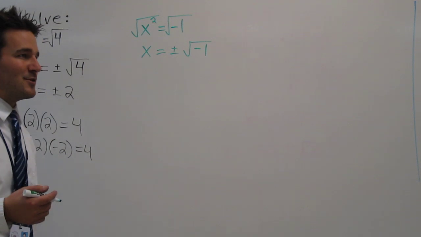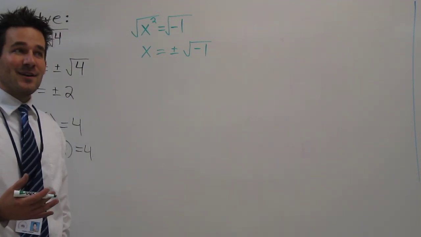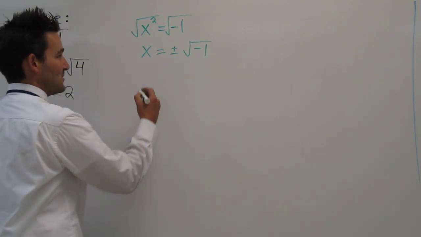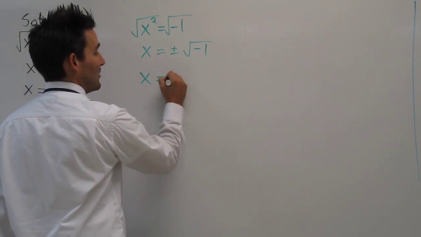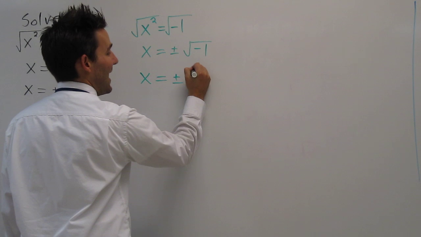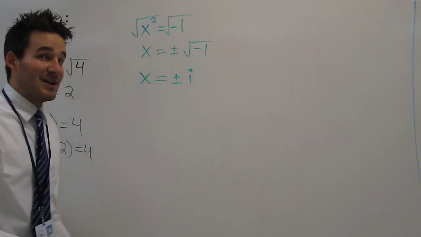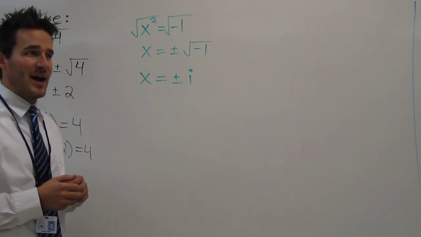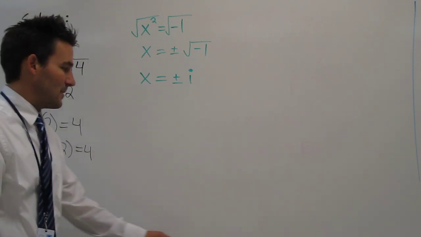So this is kind of strange. It turns out that we have to use an imaginary number called i to solve this problem. x equals plus or minus i. i is a very interesting number, and it's very powerful in solving quadratics. Let's try another one.